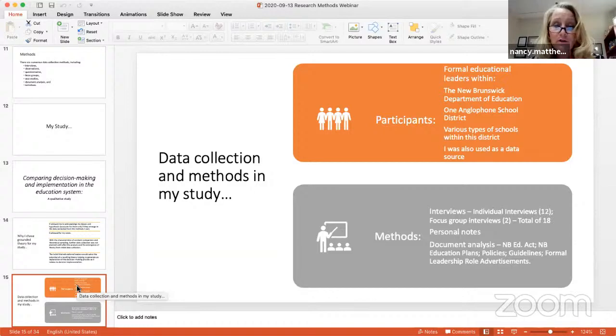And the methods that I used, and I'll talk a little bit shortly, but the methods with the interviews, I did individual interviews, 12 of them, and then 2 focus group interviews. I used my personal notes from the roles I had been in in education, as well as doing a document analysis of things like the New Brunswick Education Act, the education plans and policies and guidelines, looking at leadership roles, the advertisements, and so on.